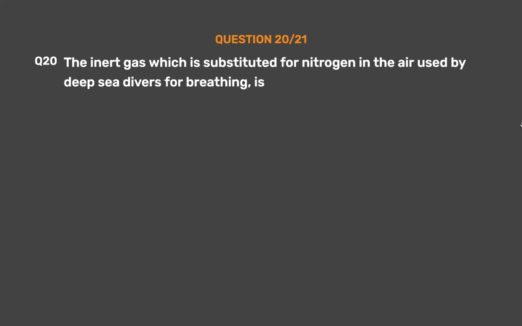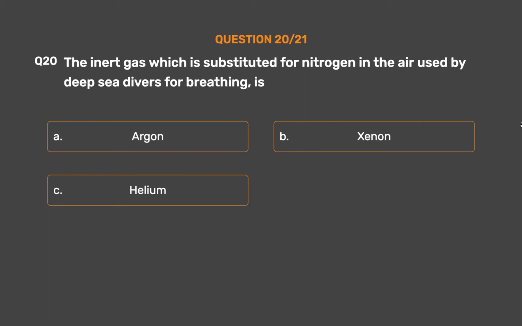Question number 20. The inert gas which is substituted for nitrogen in the air used by deep-sea divers for breathing is option A, argon. Option B, xenon. Option C, helium. Option D, krypton.